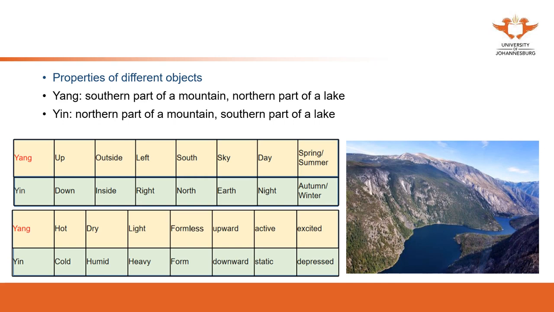But houses in China face the south because we want to enjoy more sun. That's good for your health. That's yang, the southern part of the mountain. So the southern part of the mountain, because yang. And then the southern part of the mountain and the northern part of the lake.